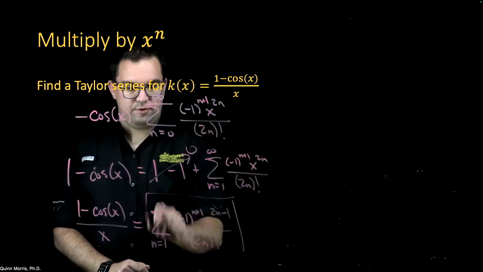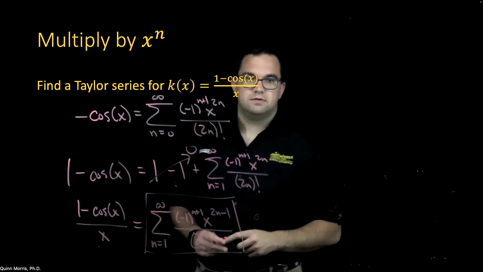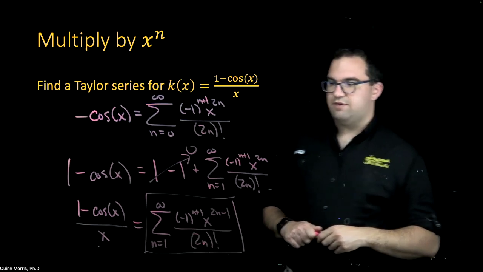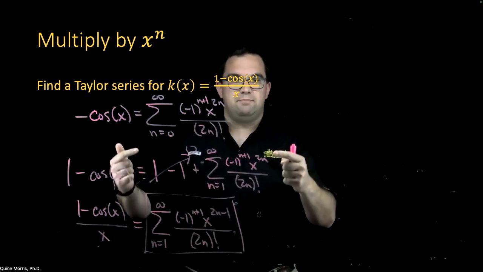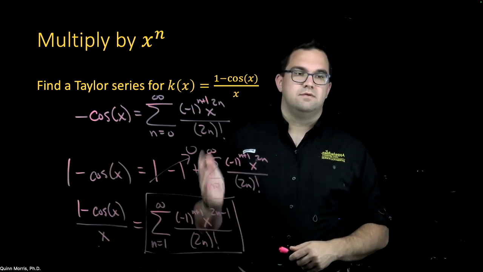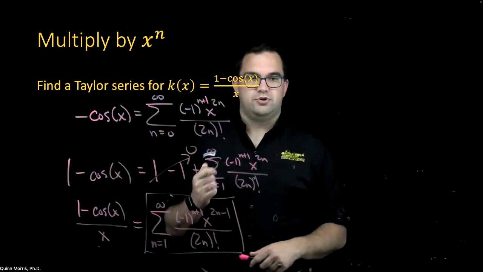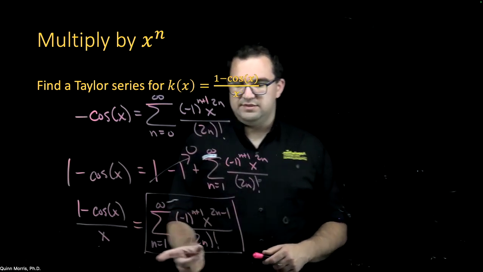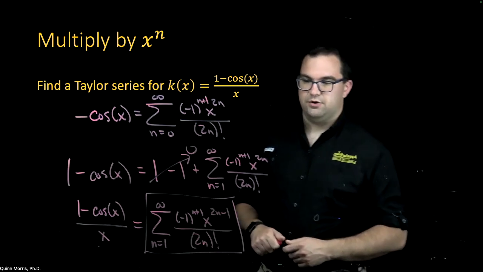And so I end up with a Taylor series for this function, 1 minus cosine of x divided by x, by just manipulating through my Taylor series for cosine of x. First I negate it, then I add 1 to it, then I multiply by x to the -1 to end up with this Taylor series that we see here.